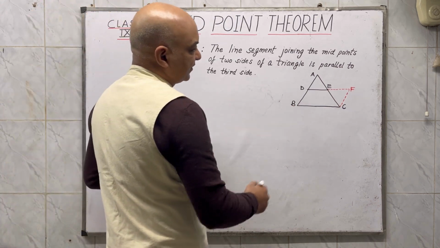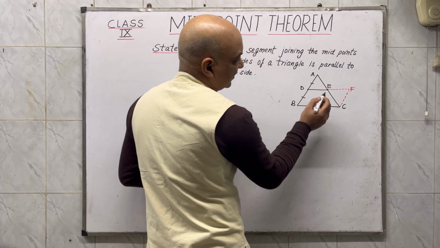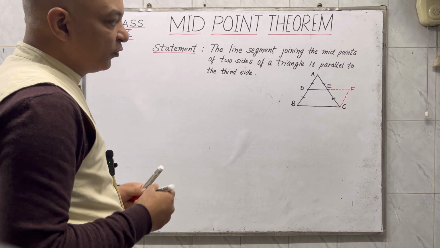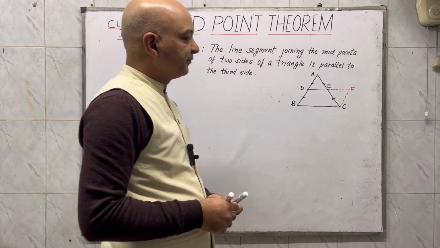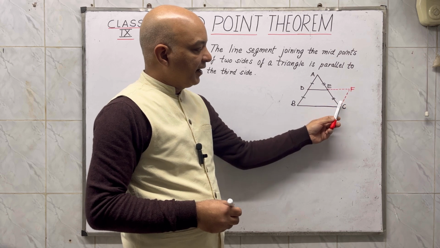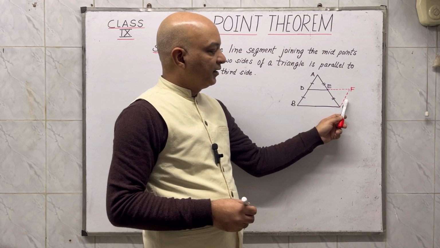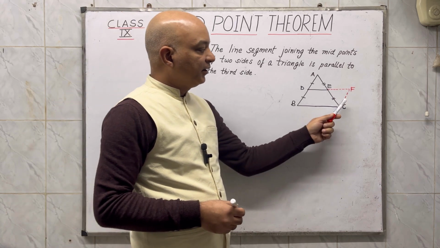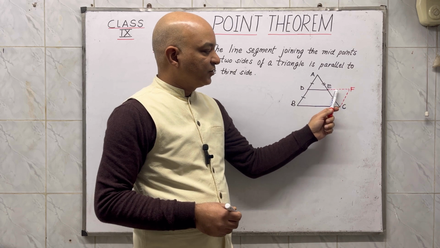Now, we are given in this that D is the midpoint of side AB, whereas E is the midpoint of side AC, and we have to prove that DE is parallel to side BC. As you can see, I have drawn some part in red as well. Now that indicates this needs to be done as part of construction. So you need to remember that for proving the theorem, we need to do this construction as well.